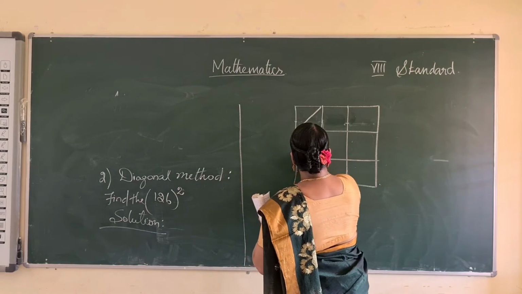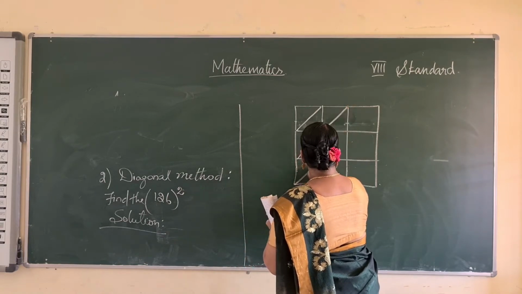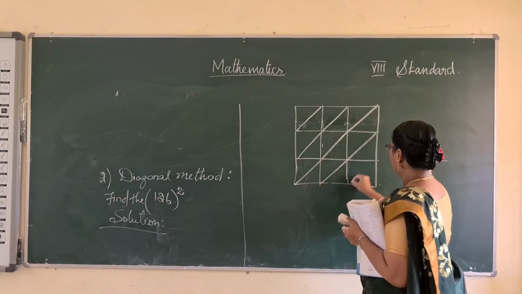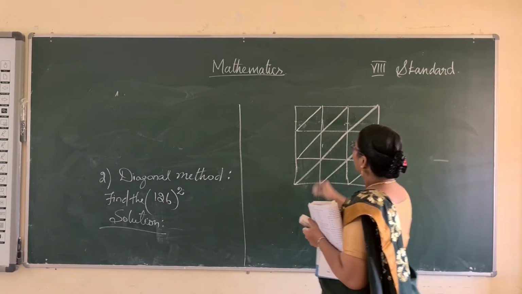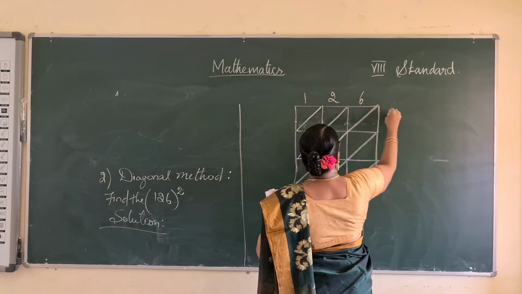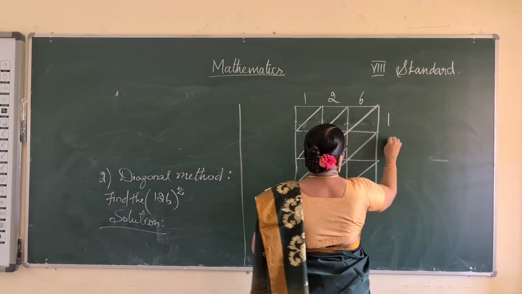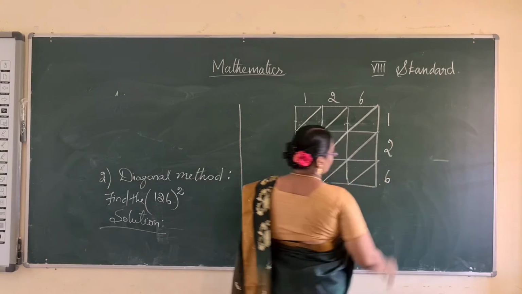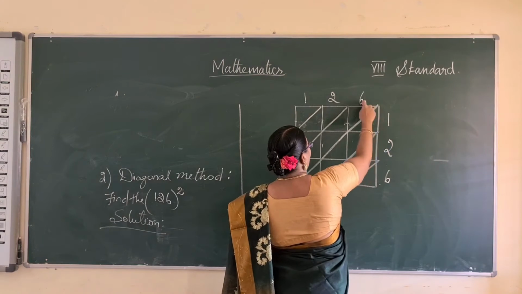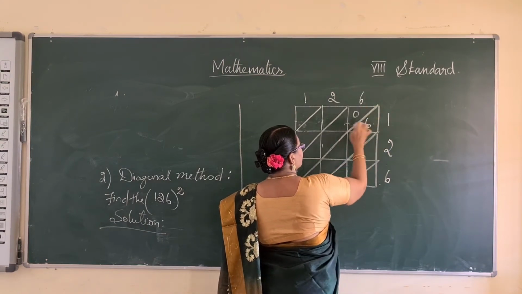And divide the diagonals. Okay. Now write 126. Here also write 126.